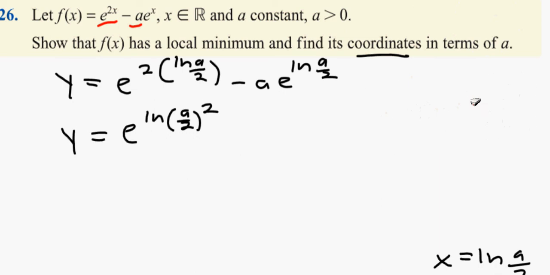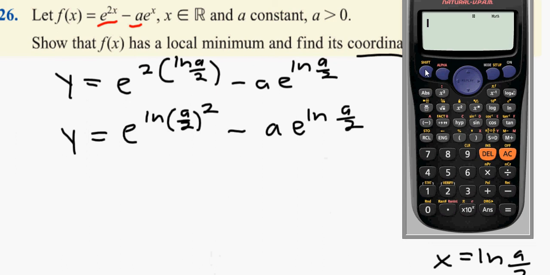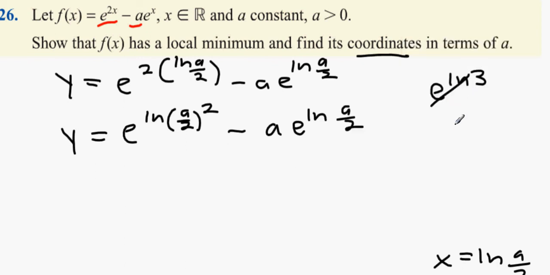Now that I've done that, I then have minus a e to the ln a over 2. Now the interesting thing to remember about exponentials and logs is that they're inverses of each other. So for example, e to the ln 3, if you were to put that in your calculator, is 3. E to the ln 100 is 100. So the e and the ln basically cancel each other out. E to the ln of anything inside this box results in the answer inside this box.